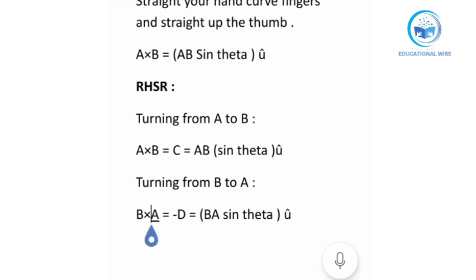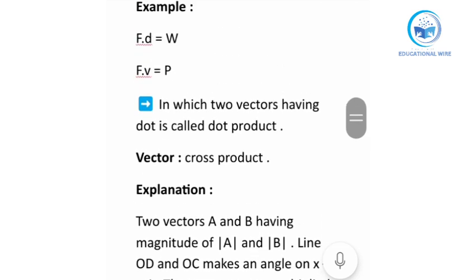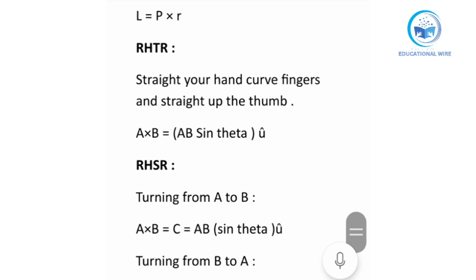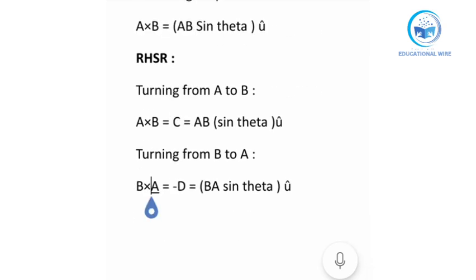One more thing I forgot to tell you: a scalar product obeys the commutative law, and the vector product does not obey the commutative law. Like in scalars, A plus B is equal to B plus A, this rule holds, but in vectors, A multiplied by B is not equal to B multiplied by A, because there will be the negative sign. So let's move further. With that we can write that C is equal to minus D.